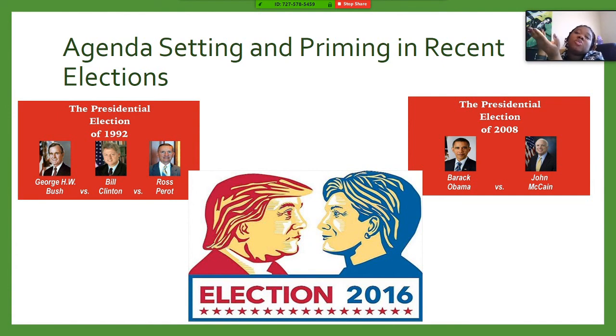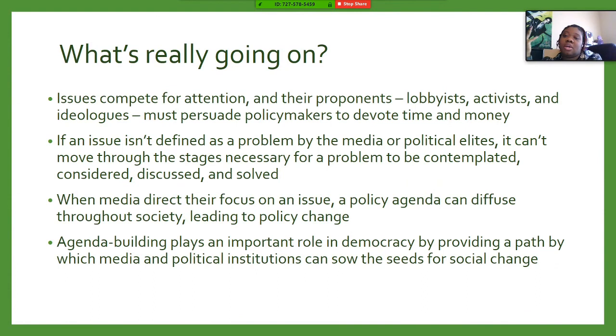Anyways, so of course, we were talking about agenda setting and priming in the recent elections. Ultimately, what's really going on is that as issues compete for attention, their proponents, lobbyists, activists, and ideologues, all these individuals must persuade policymakers to devote time and money.